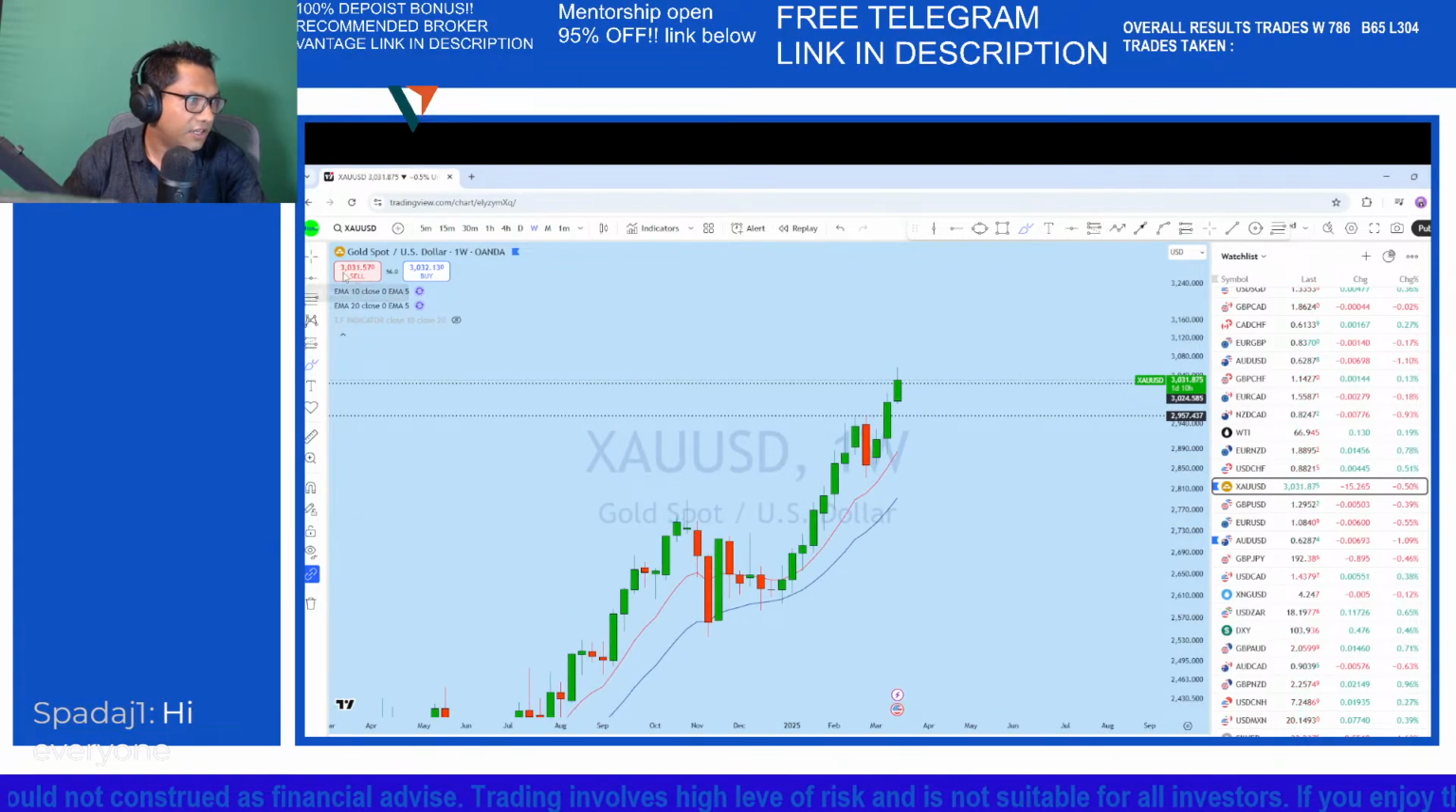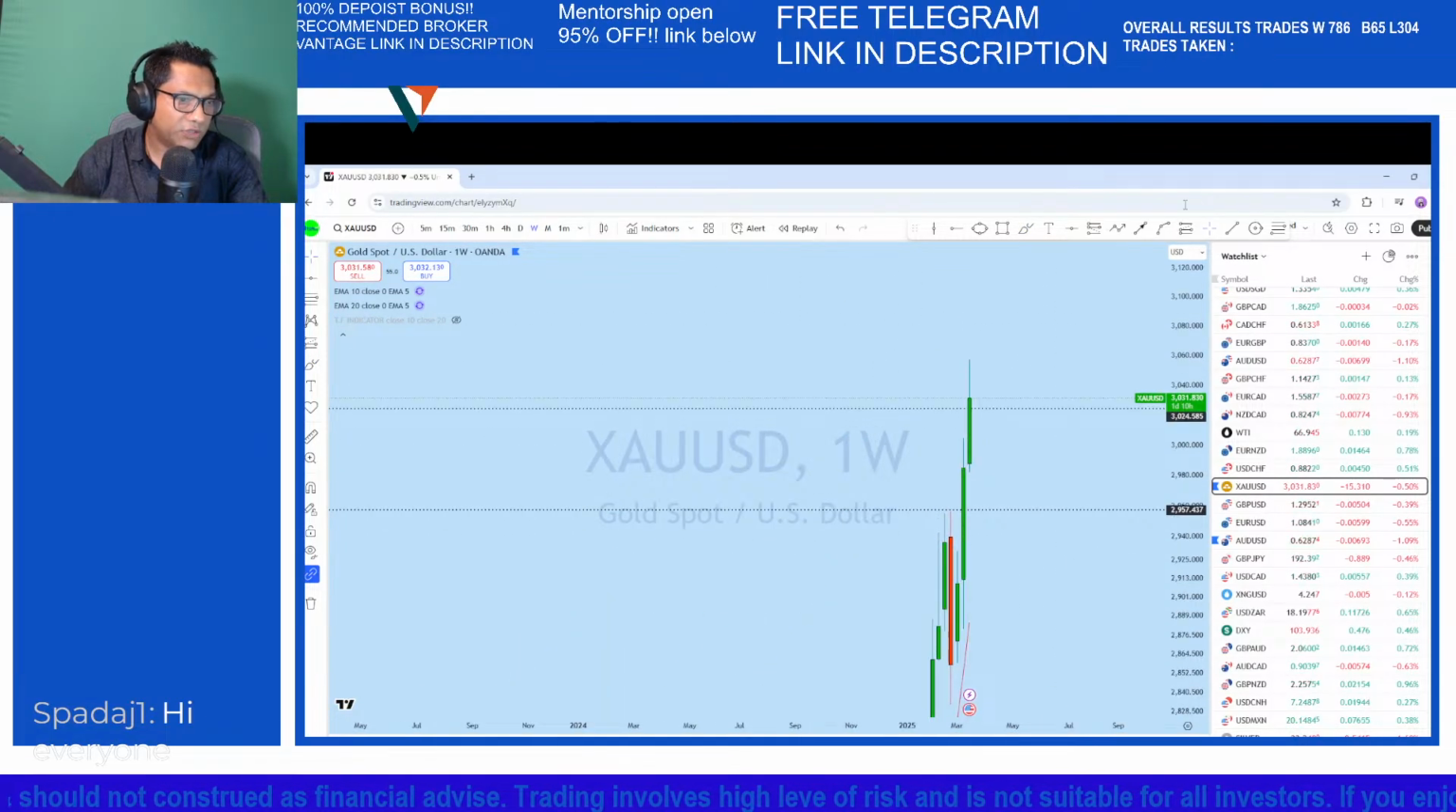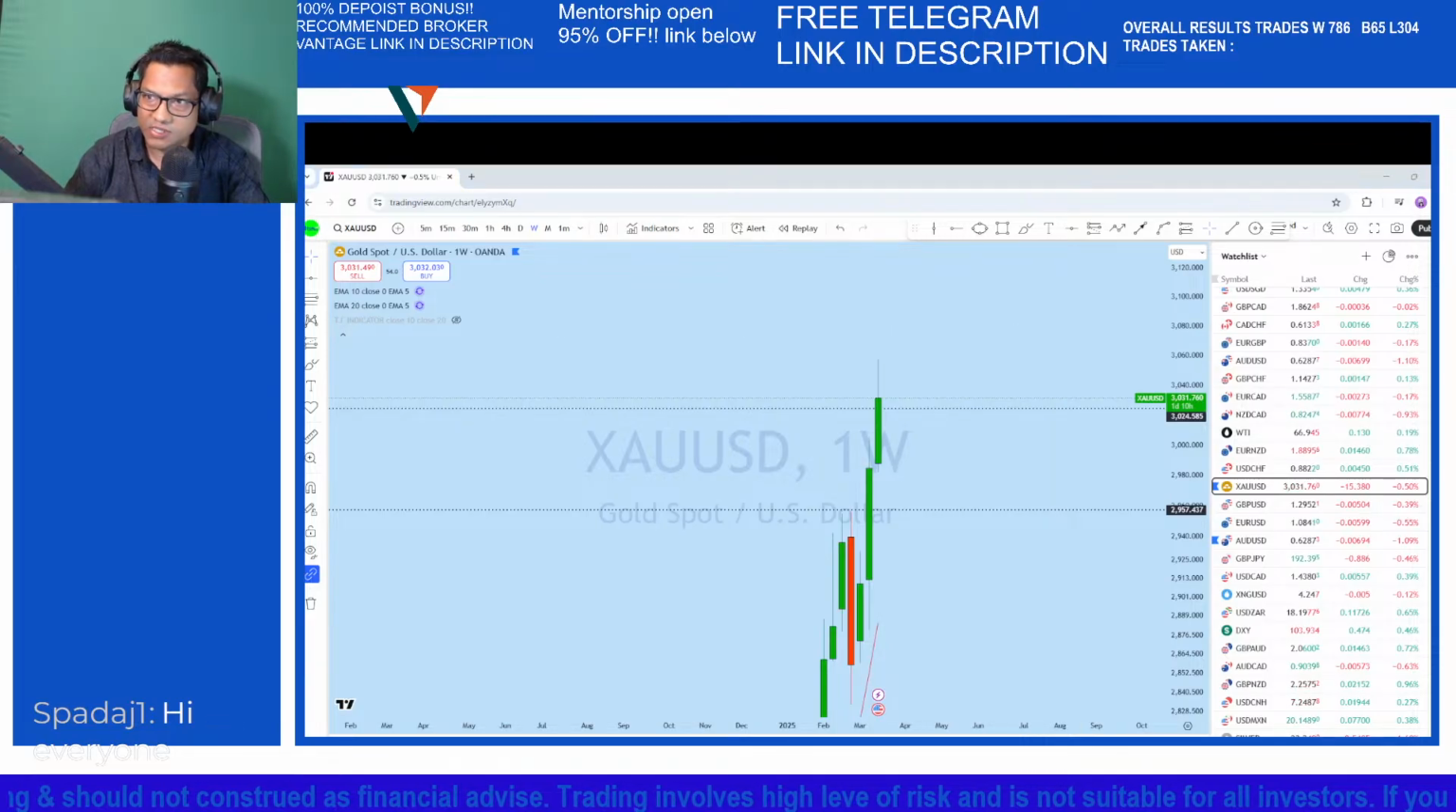Looking at the weekly chart here, doing the multi-time frame, guys, is the key. Multi-time frame analysis is very important when you are trading the market.